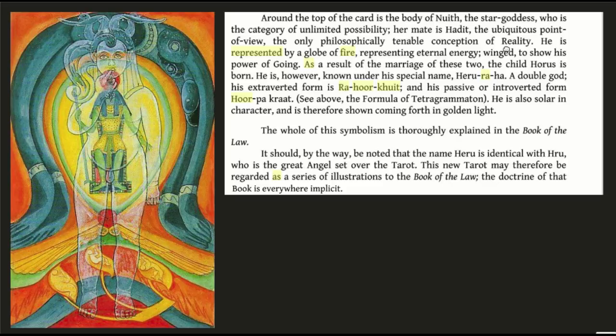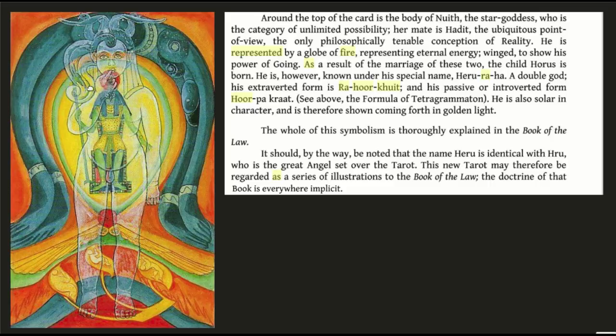And so continuing to read: as a result of the marriage union of these two, of Nuit and Hadit, the child Horus is born. He is, however, known under his special name, Heru-ra-ha, a double god. His extroverted, or active, form is Ra-Hor-Khuit, and his passive, or introverted form is Harpocrates, as we know it using the Greek form name. He is also solar in character, Horus is, and is therefore shown coming forth in golden light. That's why you have this yellow golden light around him.